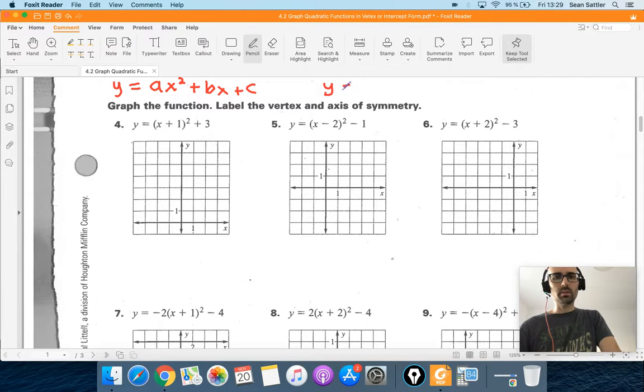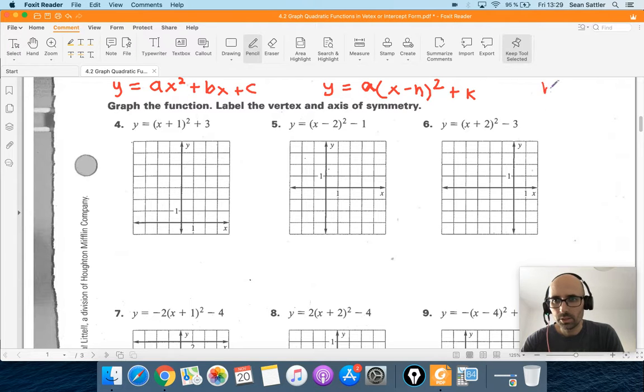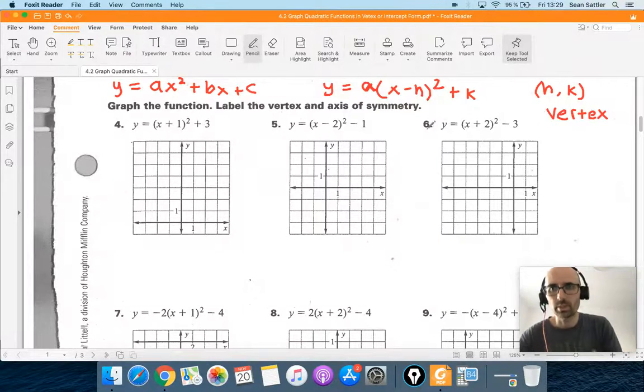Y equals a times x minus h squared plus k. So, sorry, this a doesn't look very good. That's an a. And where the h and the k are the coordinates of the vertex. So these are the vertex. So h is the x coordinate, k is the y coordinate.